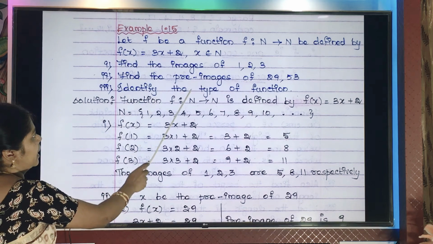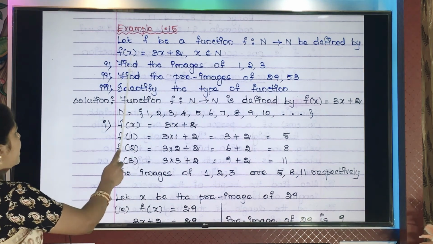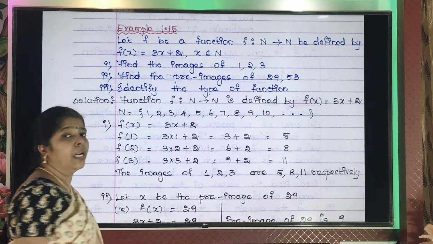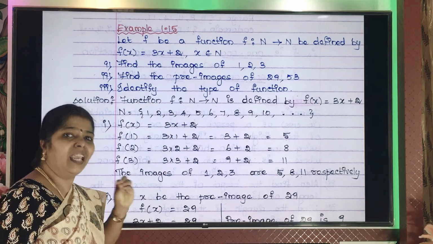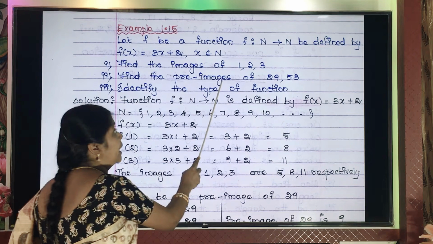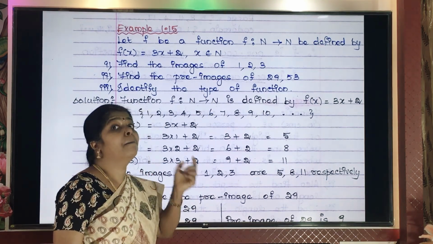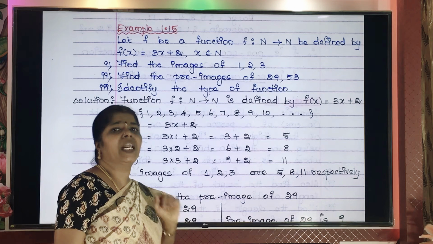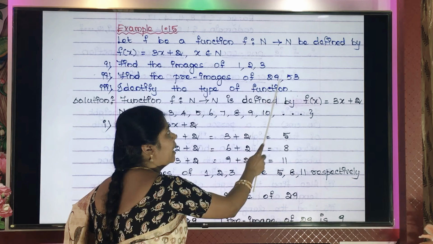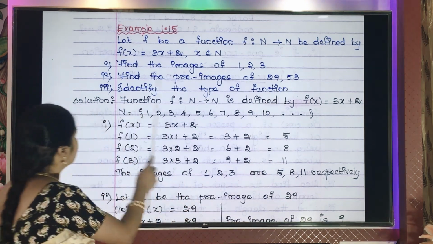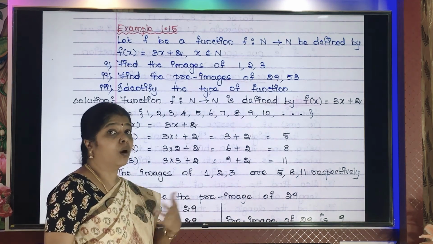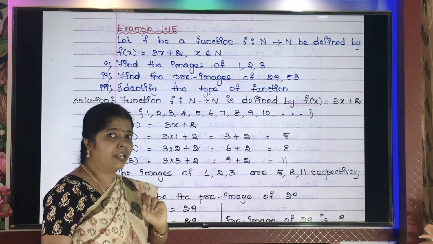And 3 questions are asked. Let us try to find. What is the first question? Find the images of 1, 2, 3. You need to find the image for the elements 1, 2 and 3. Second one, find the pre-image. For which elements are we supposed to find the pre-image? For 2 elements. What are they? 29 and 53. What is the third one? We need to identify what type of function this is. So let us see one by one.